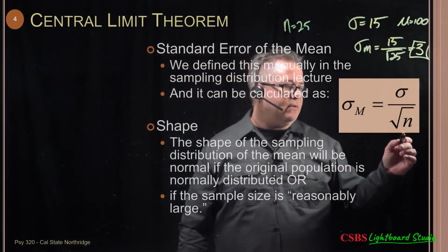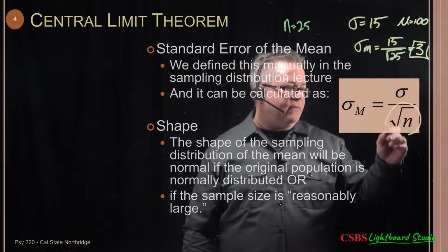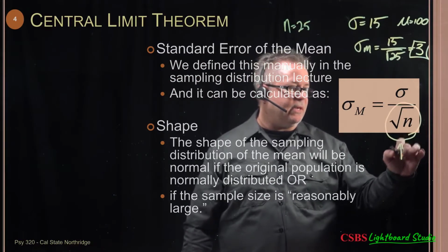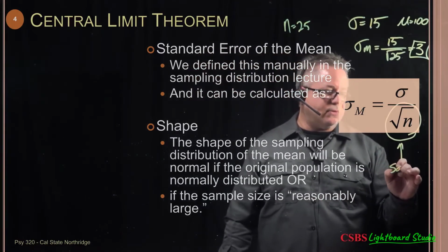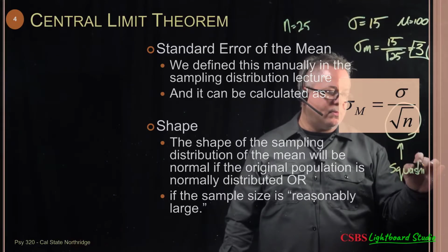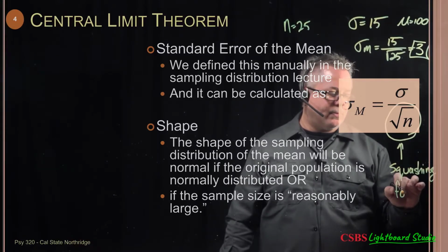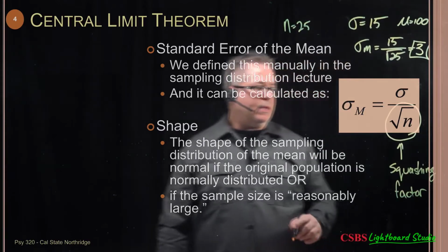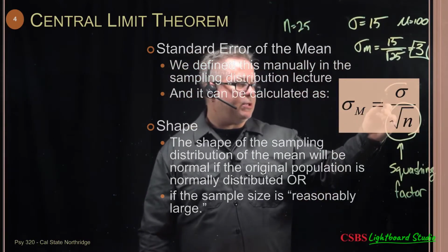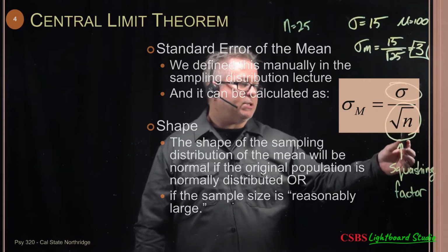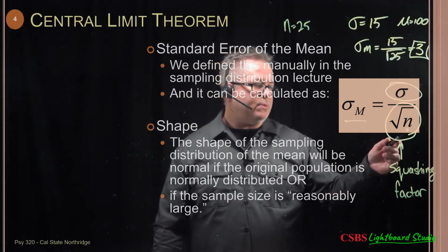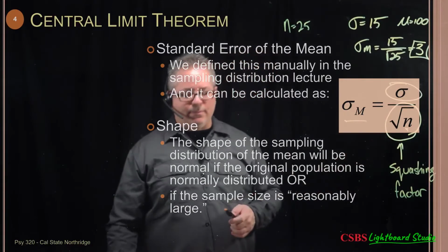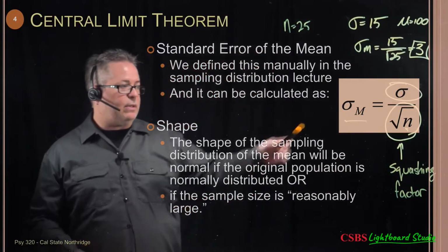And this part, the square root of n, has a name which I like to share because I think it's funny. This is called the squashing factor. So basically, how much does the population standard deviation get squashed into the standard error of the mean? The larger the samples, the bigger the n in each sample, the more this is going to get squashed. It's going to make this smaller and smaller.